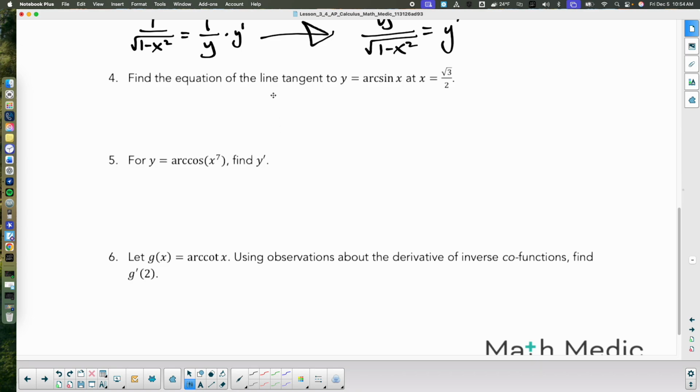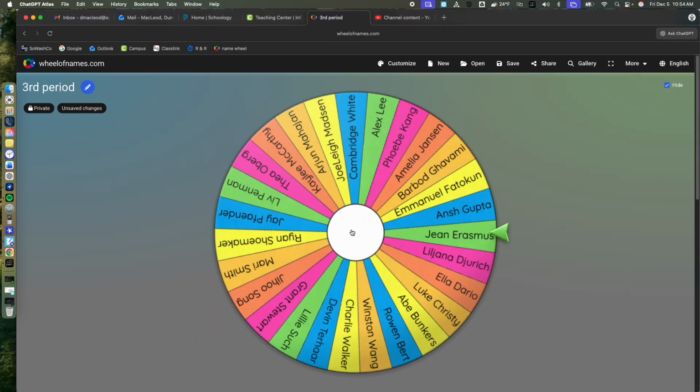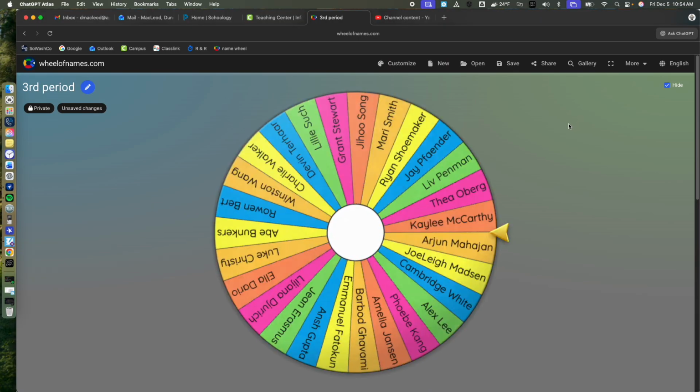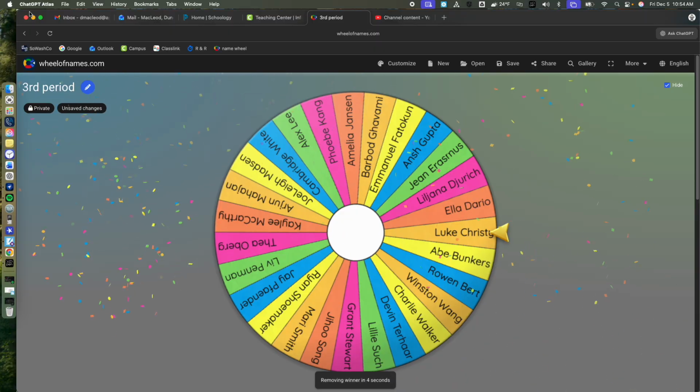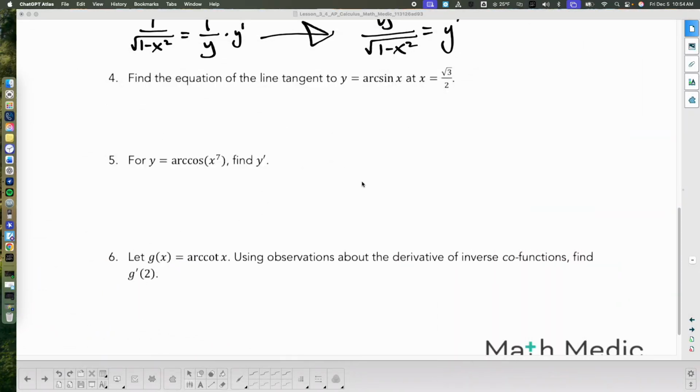Find the equation of the line tangent to y equals arc sine of x at x equals root 3 over 2. We should probably call on somebody. Luke. Okay, what's your first thought on finding a tangent line? What do we do first? There's a couple different things we need, or should I just ask you what are the 2 things we need for a tangent line? Point and slope. Point and the slope, okay?